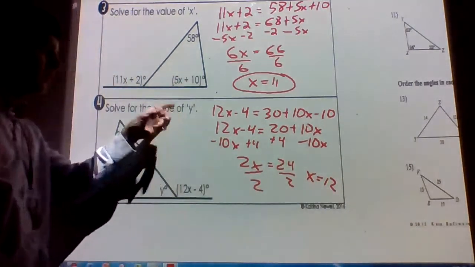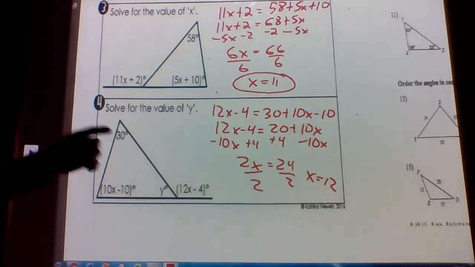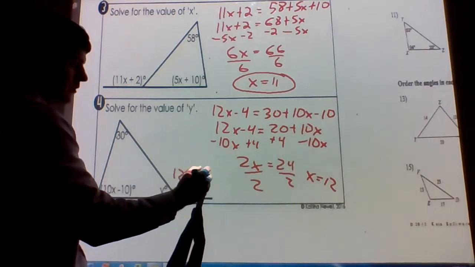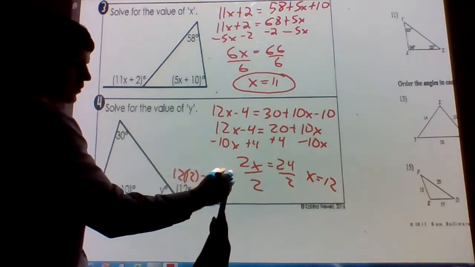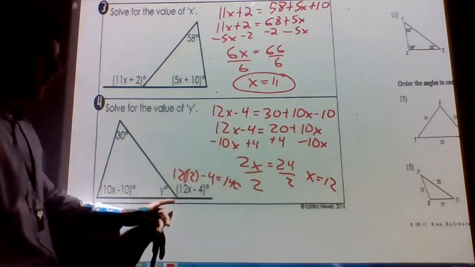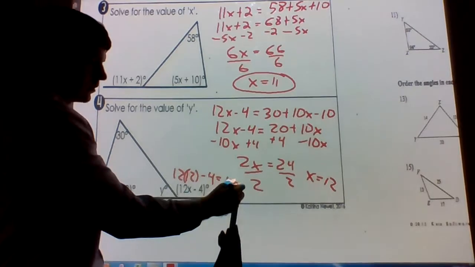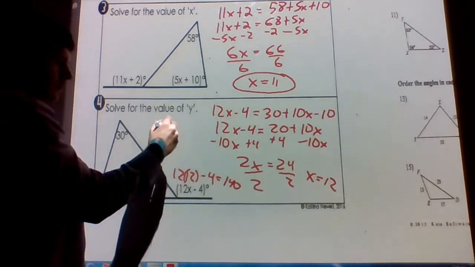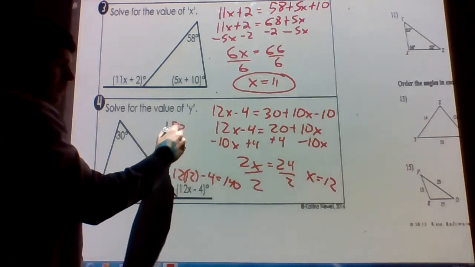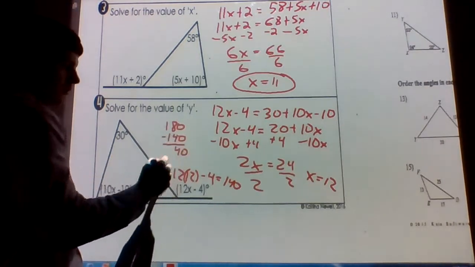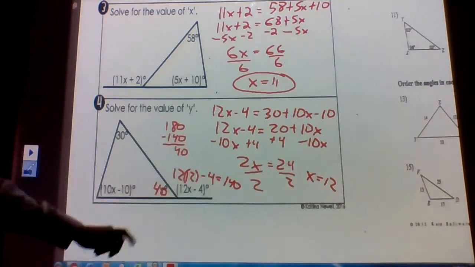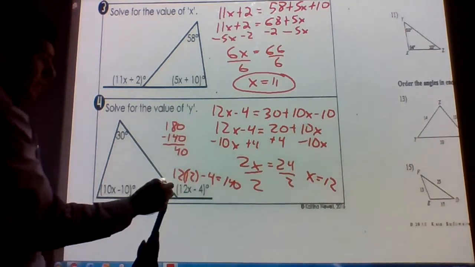Okay, the question wanted the value of y though, so we need to plug in 12. So 12 times 12 minus 4, that's going to be 144 minus 4 is 140. Okay, and then these are a linear pair, which means they're supplementary, so they add up to 180. So 180 minus 140 is going to equal 40. So this is going to be 40. This one's 140. 180 minus 140 is 40. So y is 40.